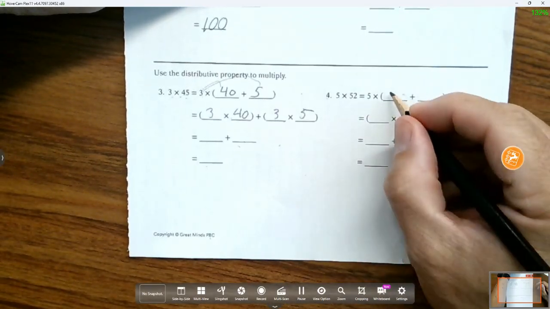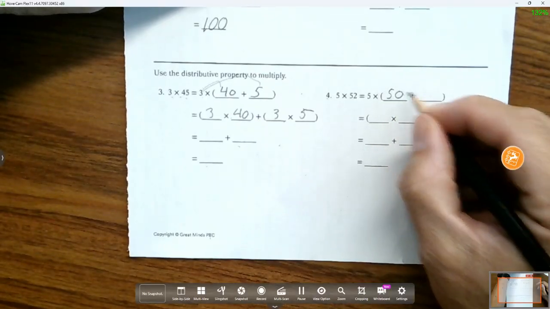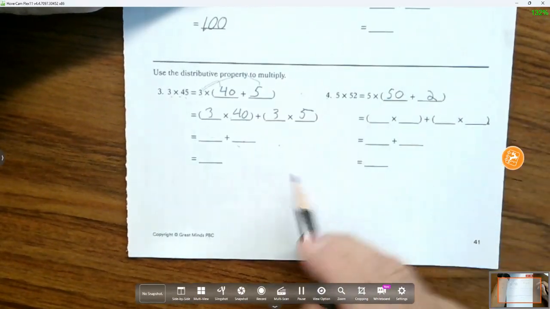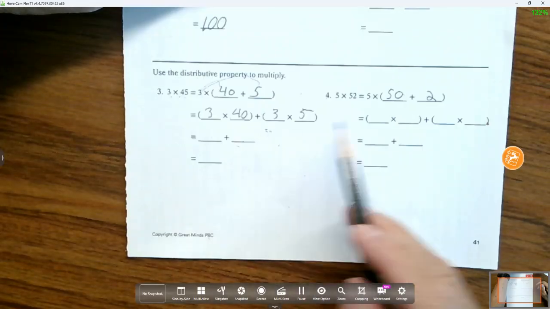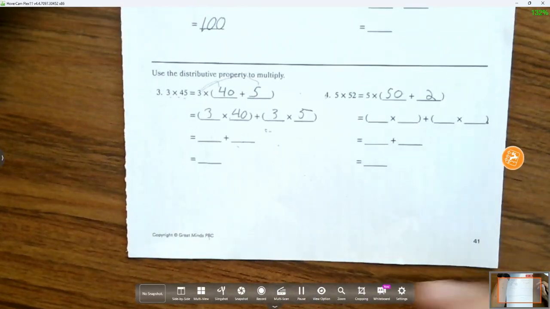Remember, 52 into 2 numbers. We're going to go 50 and 2. Break it down just like we did over here for number 4. All right.